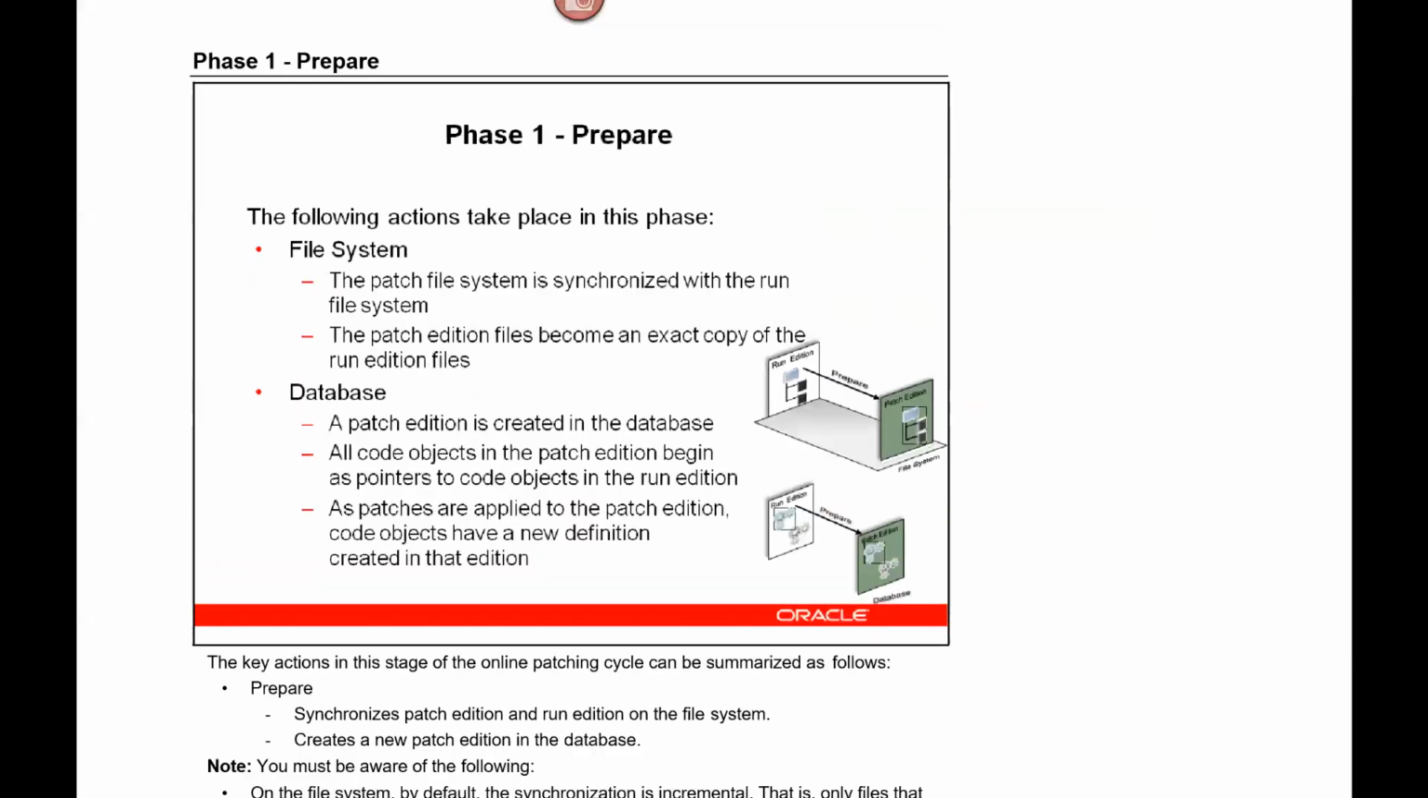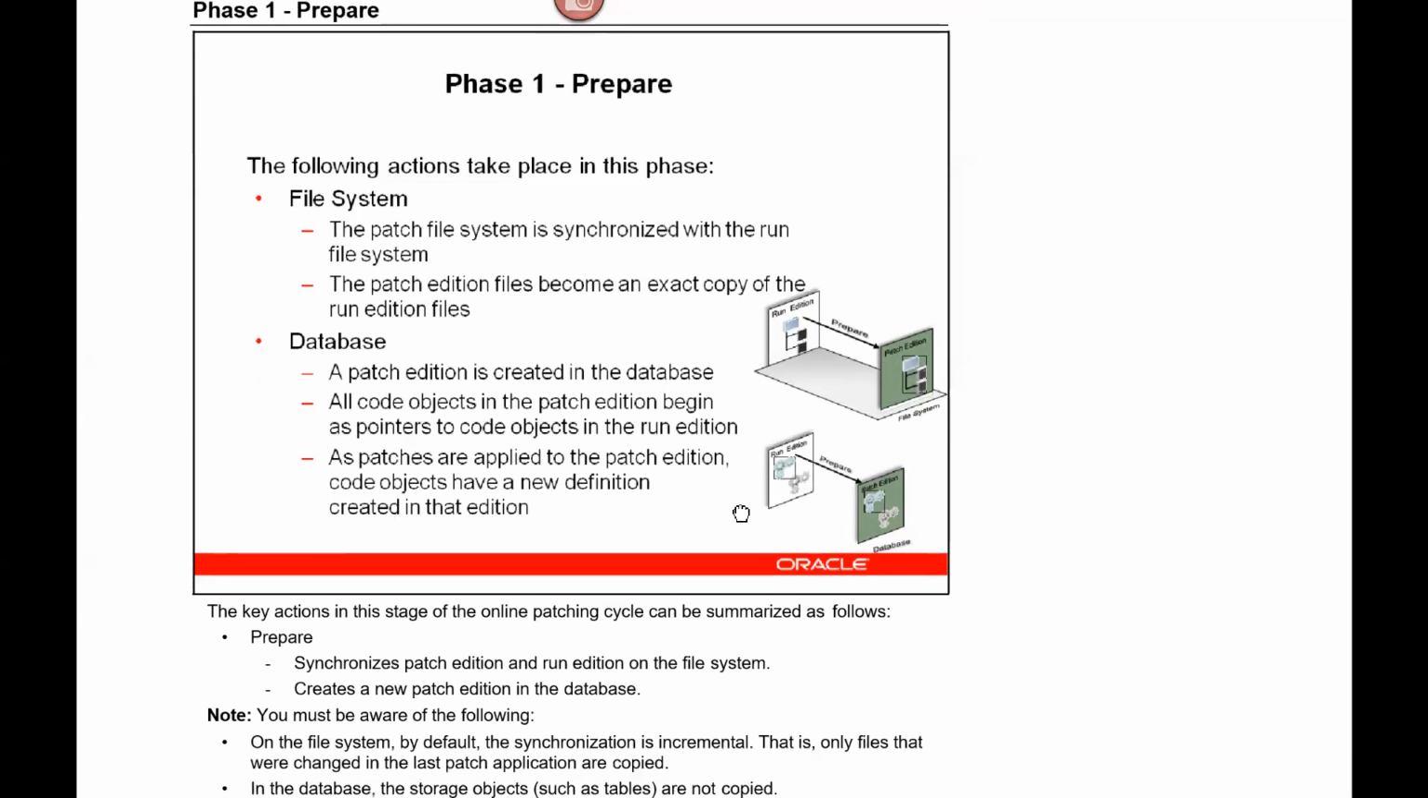So in the prepare phase, what happens? The following actions take place in the prepare. In the file system, the patch file system is synchronized with the run file system. So whatever is there in the run edition, those changes are applied to the patch file system. The patch edition file system becomes an exact copy of the run edition. Yes, both will be the same.